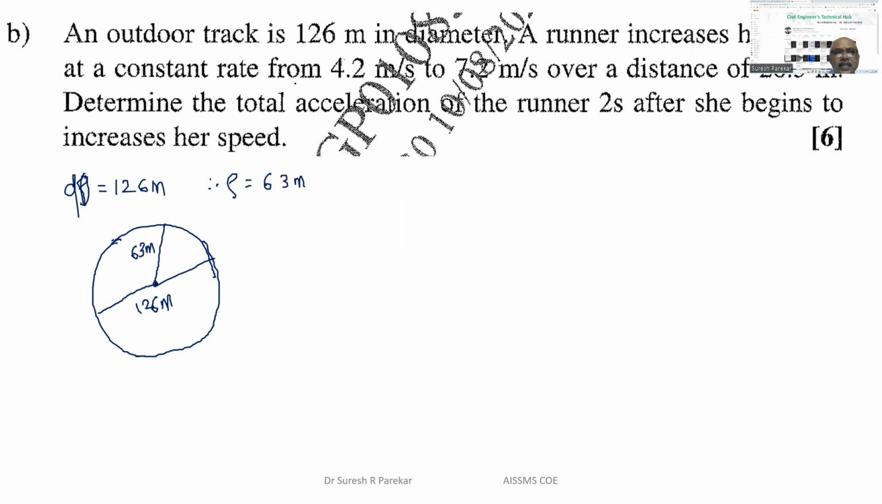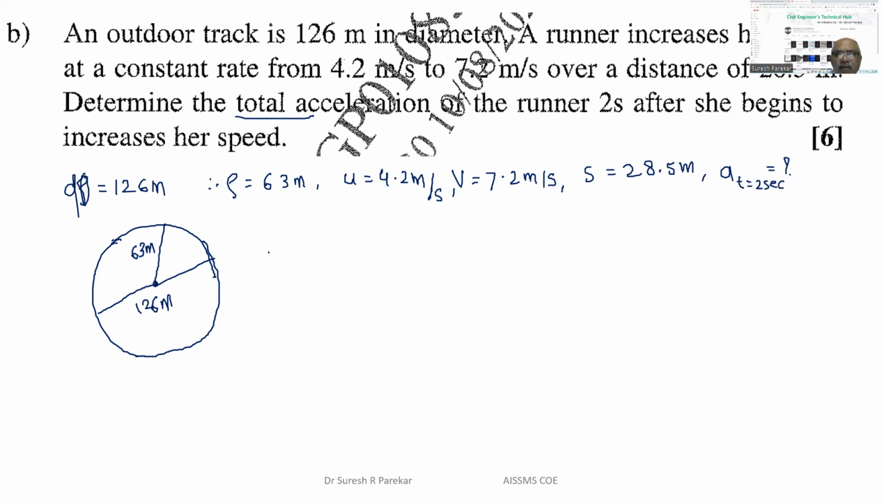A runner increases her speed at a constant rate from 4.2 meters per second to 7.2 meters per second. So the initial value we have is 4.2 meters per second. The final value we have is 7.2 meters per second. Then s is given as 28.5 meters. And what we have to find is the total acceleration, a at t equal to 2 seconds.